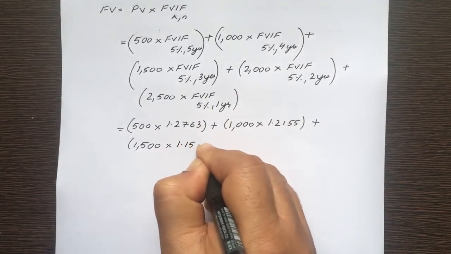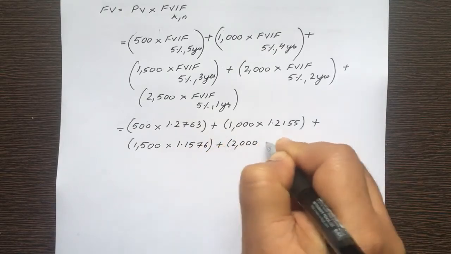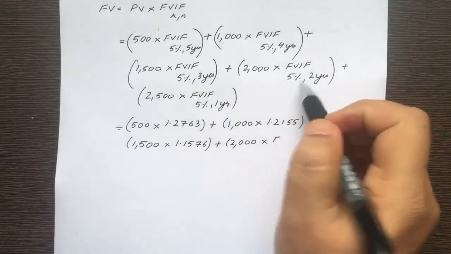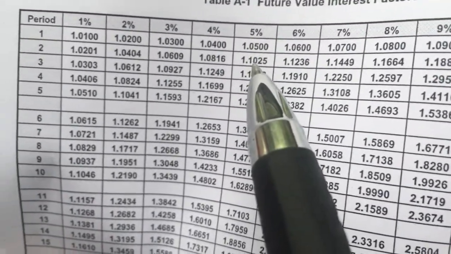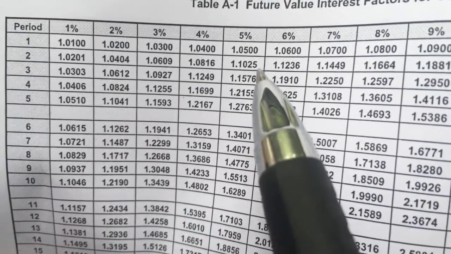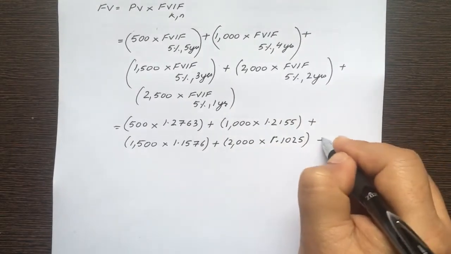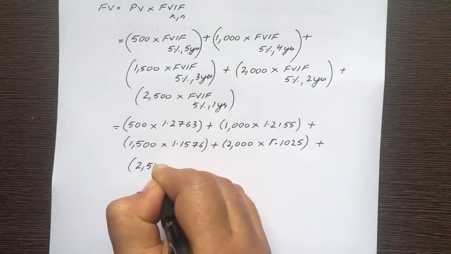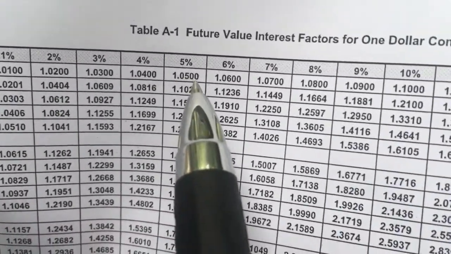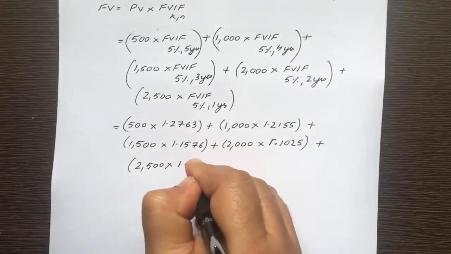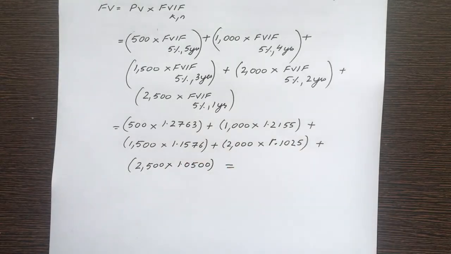1.1576 plus 2000 into FVIF 5%, 2 years. 5%, 2 years. Okay, how much is that? 1.1025. 1.1025 plus 2500 into FVIF 5%, 1 year. 5%, 1 year. So 1.0500. Okay, how much is that? Let's calculate. Okay, please do the calculation, find out how much it is. Okay, and I will solve this problem, and I will send you the picture of this problem. All right.